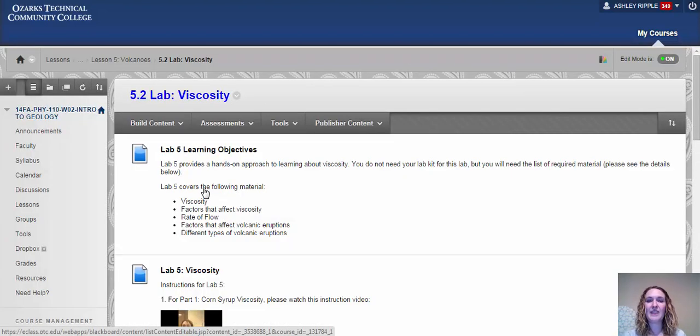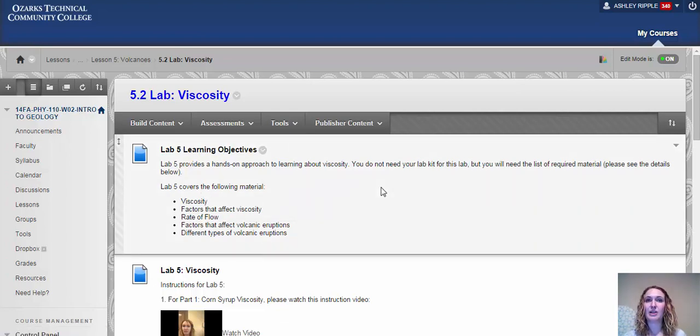In lab 5, again, we're going to be talking about viscosity. In this lab, our learning goals are: 1, to discuss viscosity; 2, the factors that affect viscosity, what the rate of flow is, and how to calculate it. So yes, you're going to need your calculators, so break them out. And factors that affect volcanic eruptions. And lastly, the different types of eruptions.